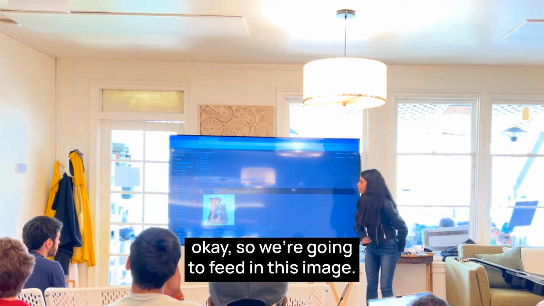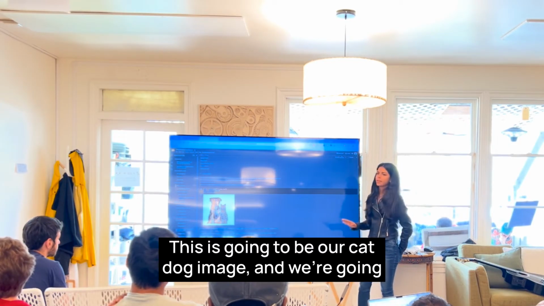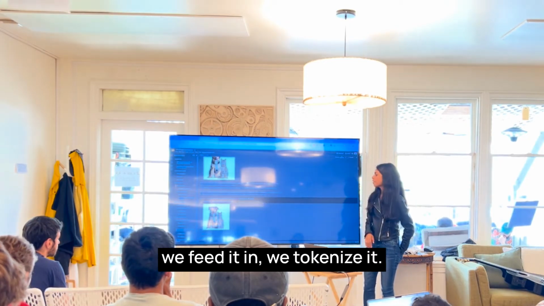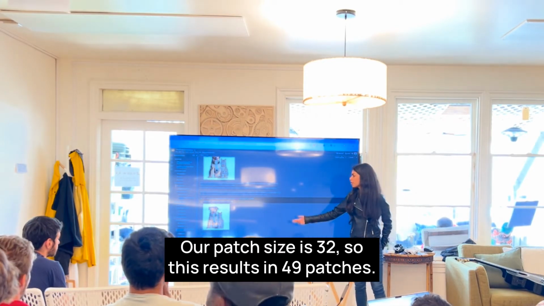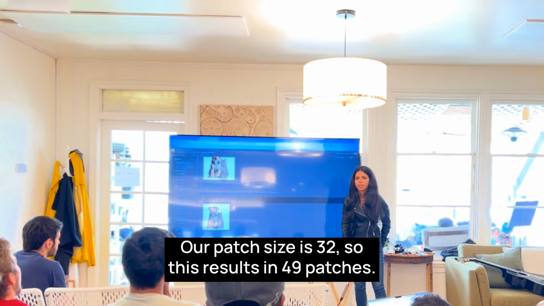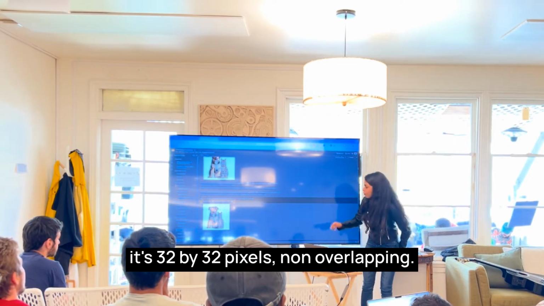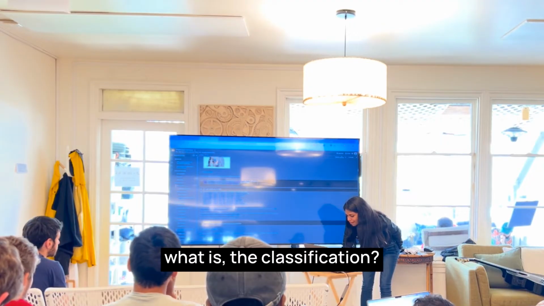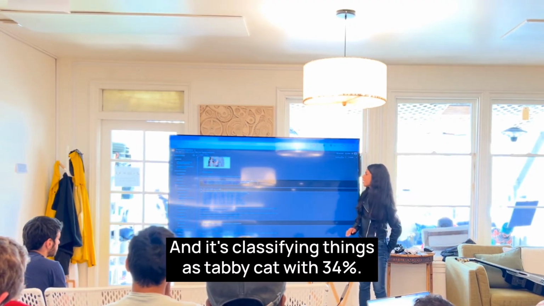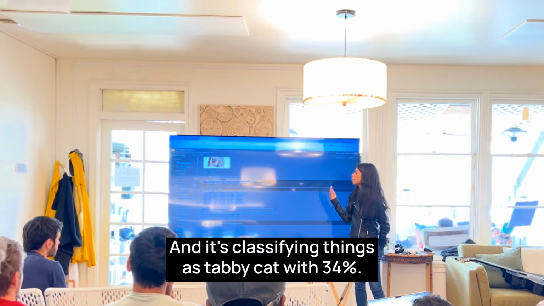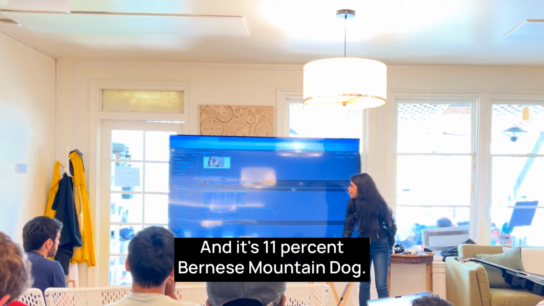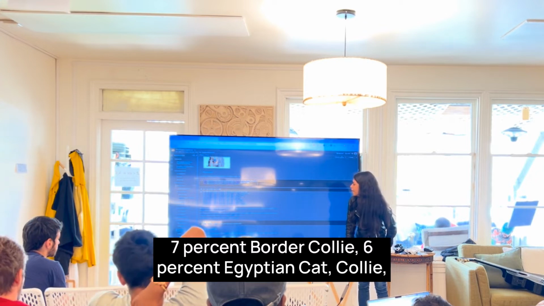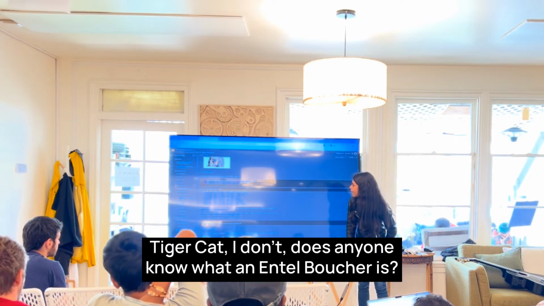Okay, so we're gonna feed in this image. This is gonna be our cat-dog image, and we're gonna try to flip its prediction. We feed it in, we tokenize it. Our patch size is 32, so this results in 49 patches. It's 32 by 32 pixels, non-overlapping. And then we're just gonna test it. What is the classification? It's classifying things as tabby cat with 34%, 11% Bernese Mountain Dog, 7% Border Collie, 6% Egyptian cat, Collie, Tiger cat.